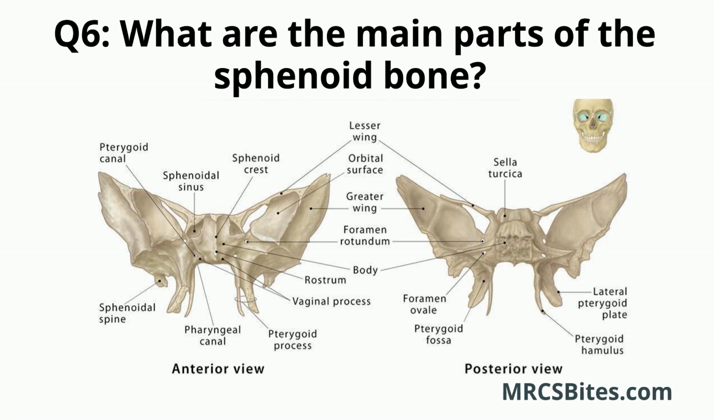Foramen rotundum is an opening in the greater wing that transmits the maxillary nerve, a branch of the trigeminal nerve. Foramen ovale is an opening in the greater wing that transmits the mandibular nerve, another branch of the trigeminal nerve, and the accessory meningeal artery. The sphenoid bone plays a crucial role in forming the base and sides of the skull, as well as the floors and walls of the orbits. Its various foramina and fissures allow for the passage of important nerves and blood vessels.